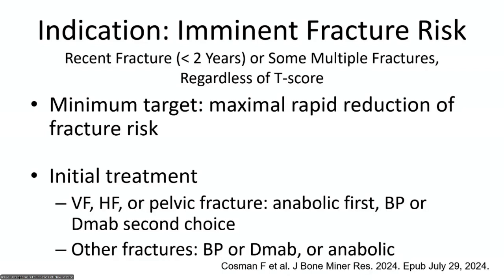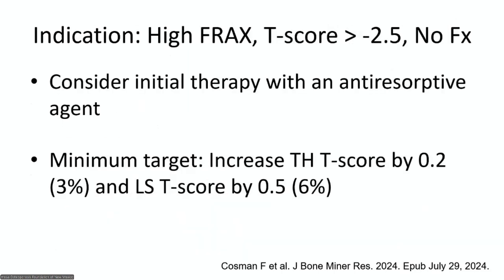In the initial treatment, if the prior fractures have been spine, hip, or pelvis, it should probably be anabolic first, with bisphosphonate or denosumab as a second choice. If they've had other types of fractures, you might think first about bisphosphonate or denosumab, but you can't go wrong with anabolic if you're able to get it covered.